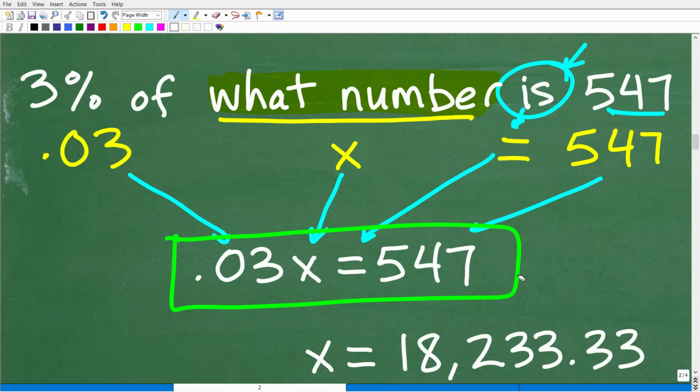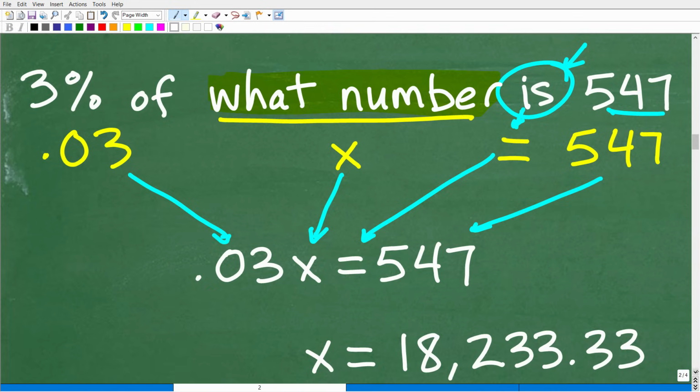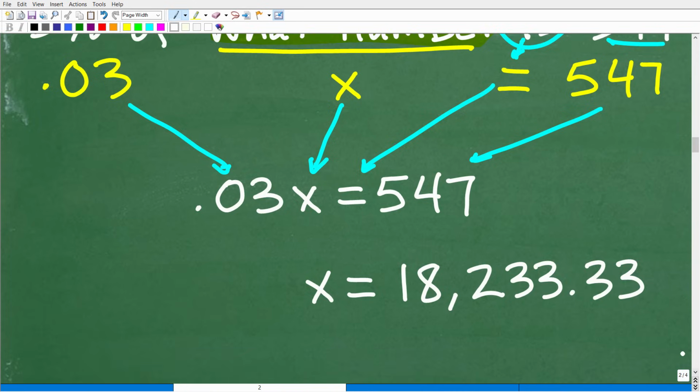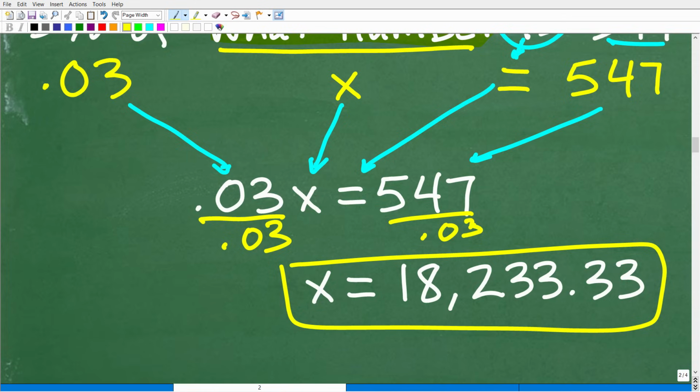So how do we solve this? Well, basically, this is just literally one step. So to solve for x, all we have to do is divide both sides of the equation by 0.03. And we go into our calculator, 547 divided by 0.03. We're going to get approximately 18,233.33. Okay, so what does this represent?